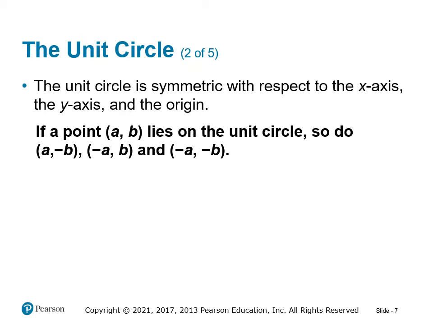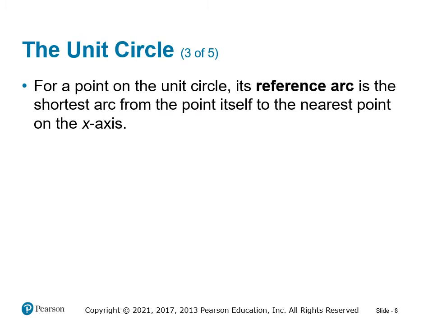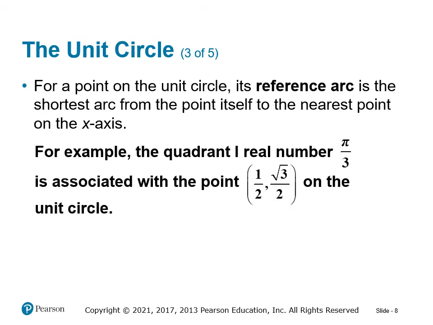For example, quadrants 2 and 3 have negative x values because they're on the left side of the graph. Quadrants 3 and 4 have negative y values because they're on the bottom part of the graph. For a point on the unit circle, its reference arc is the shortest arc from the point itself to the nearest point on the x-axis. This is nothing new. This is what we called reference angles from the very beginning.